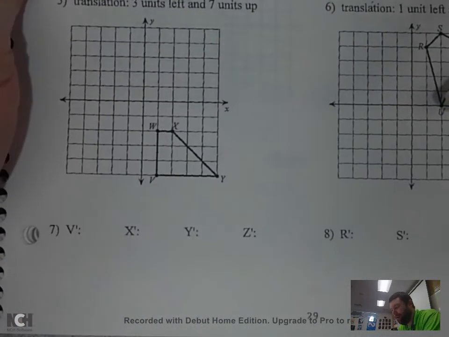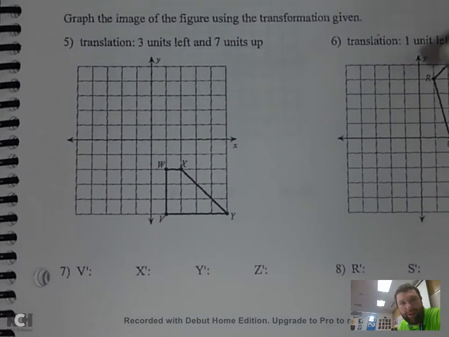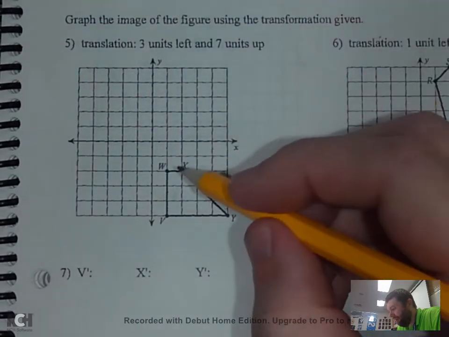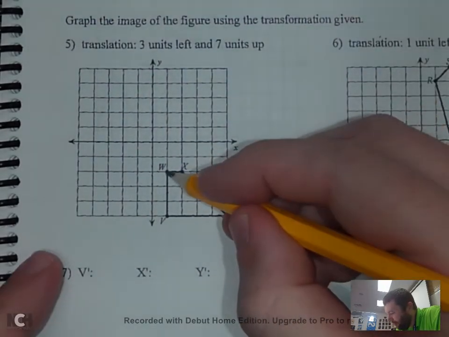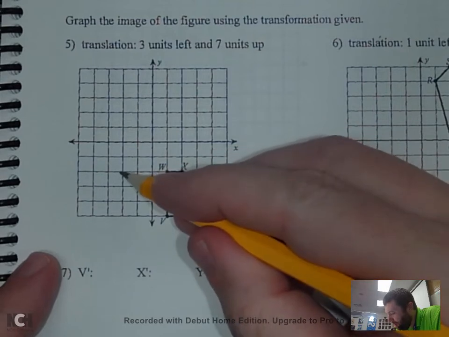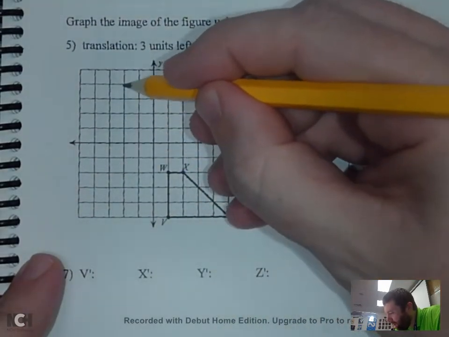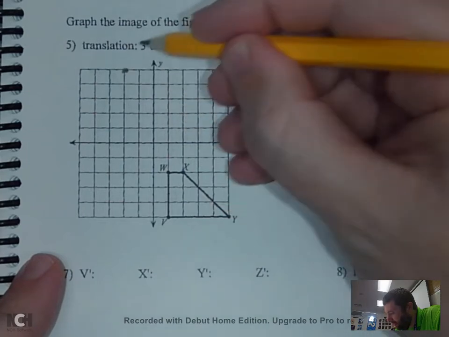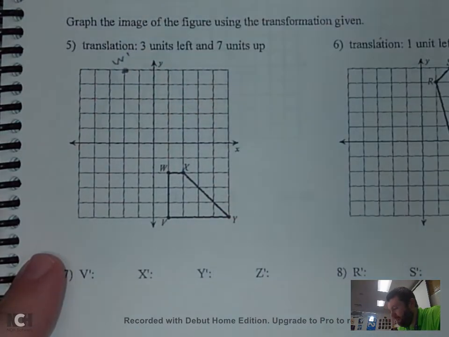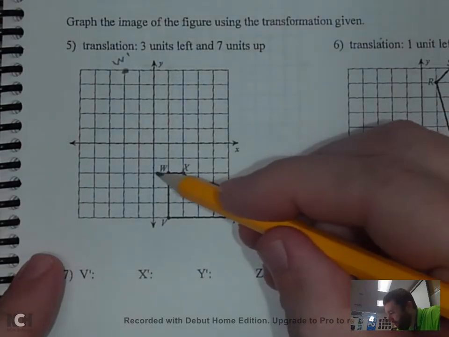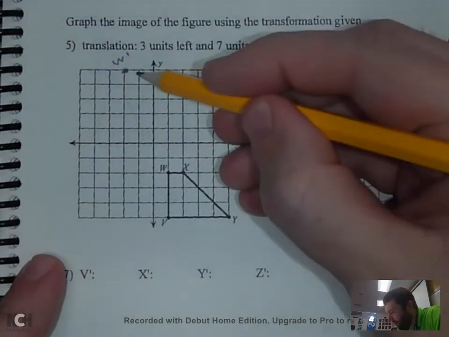Let's try another one. So the shape's already there, so I don't have to write the numbers in there already. So these, I'm going to go 3 units left and 7 units up. So from W, I'd go 1, 2, 3 left, and then 1, 2, 3, 4, 5, 6, 7 up. There's W prime. Okay? X, I'd go 3 left, so 1, 2, 3, and then 7 units up.